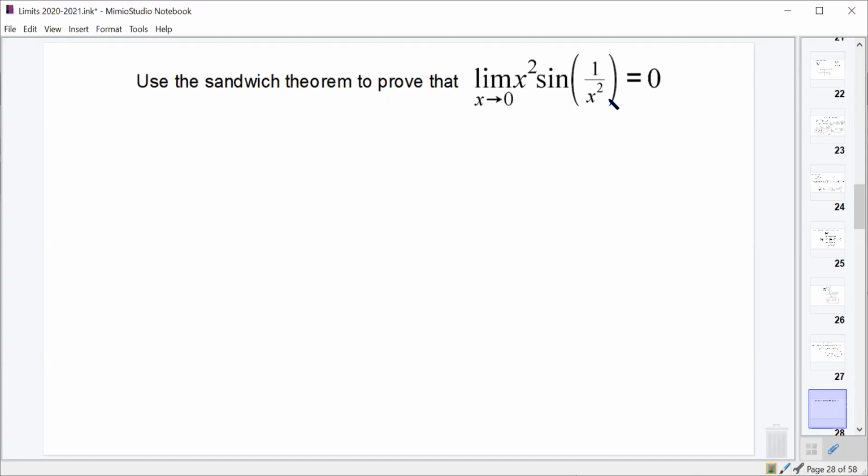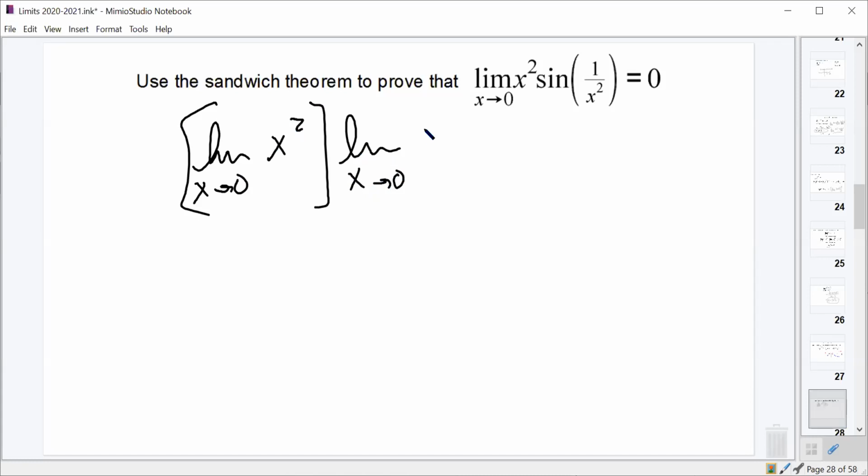So any thoughts on what we can do with this? Split up the x squared and sine. Using the formula from before, so something like the limit as x approaches 0 of x squared times the limit as x approaches 0 of sine of 1 over x squared. Is that what you mean? Yeah. All right, that's a good thought.